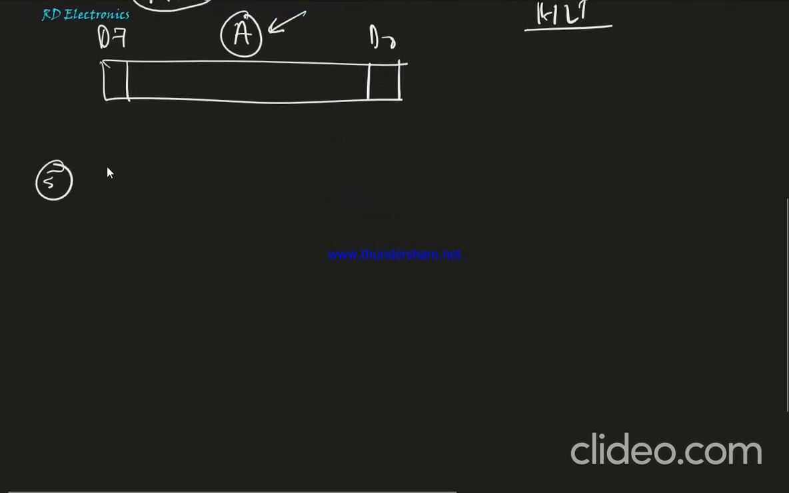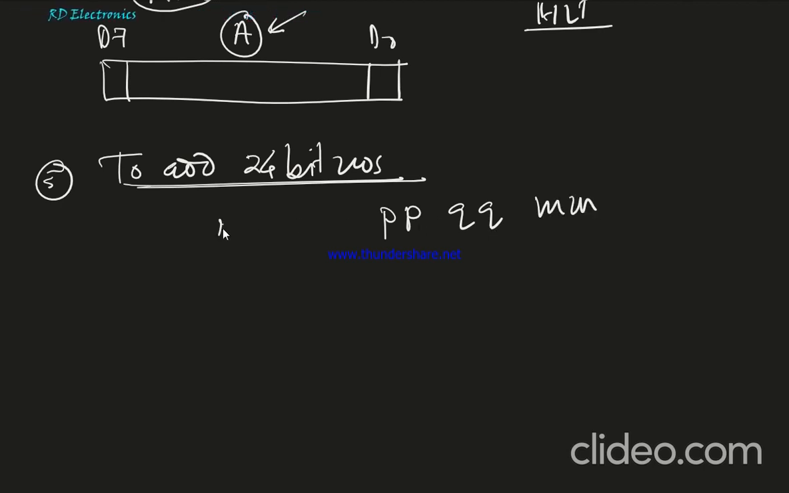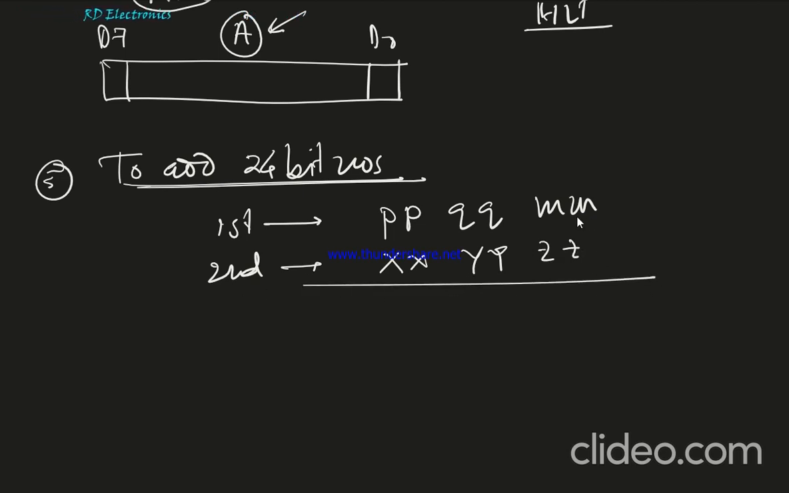Number 5 is that our task is to add 24-bit numbers. What will we do? 24-bit numbers means, say the number is PP, QQ, MM. This is the first 24-bit number, and the second 24-bit number is, for example, XX, YY and ZZ. After the summation of these two numbers, the sum is, let us consider, AA, BB, CC, and this is the carry output.